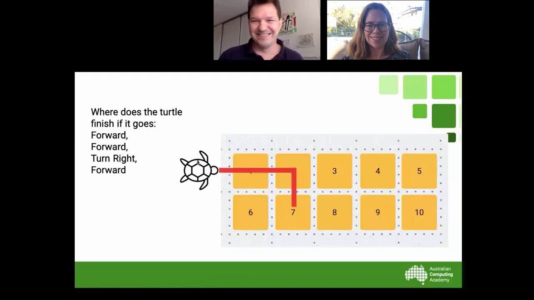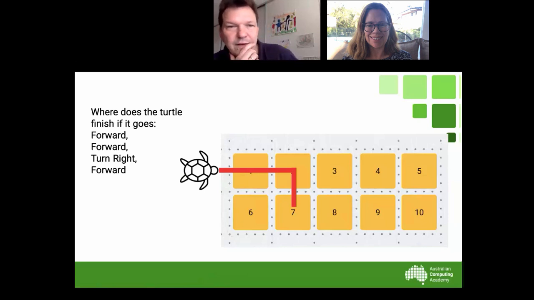Absolutely. Okay. Now, humans and computers sometimes interpret instructions differently. But for our turtle went forward onto the first square, square one, then it went forward again onto square two. Remember, when it turns right, it doesn't actually travel anywhere. It just turns on the spot. So turn right, it stayed on square two and turned. And then one more forward instruction took it onto square seven. And that's how we ended up where we did.